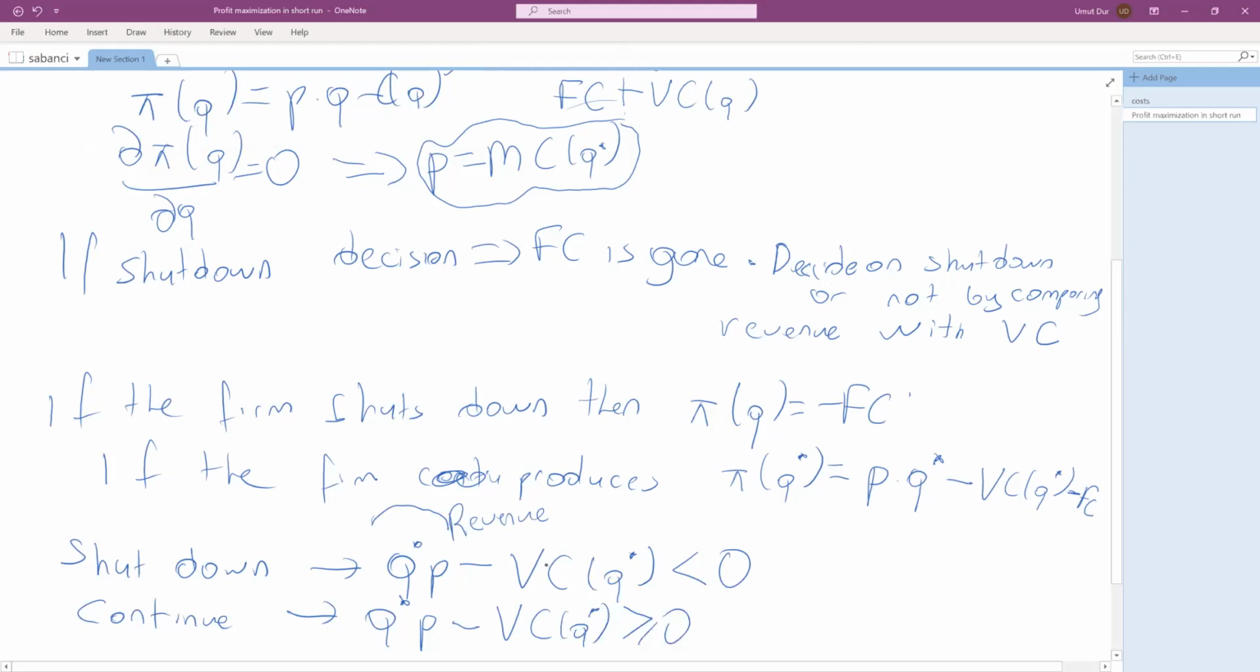Variable cost, in the short run, is your labor cost. All capital cost goes to the fixed cost in the short run. And if your revenue is less than your variable cost at the optimum level, then you shut down your firm. Otherwise, you continue to produce.